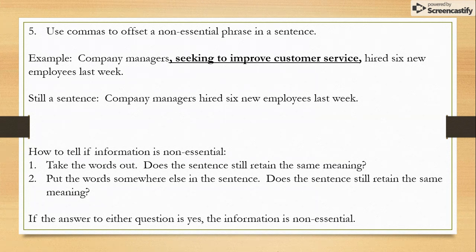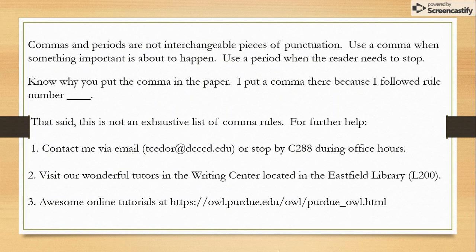So how do you know if the information you have is non-essential? Very easily. Take those words out. If you still have a sentence that means pretty much the same thing as the one you just had, now we're going to put commas on both sides of that information. Another way to tell if the information is non-essential is to take those words and put them somewhere else in the sentence. If the sentence still retains the same meaning, it's probably non-essential information. And so number one works best for me. But if you're having troubles with number one, there is a second way to try to solve these issues.